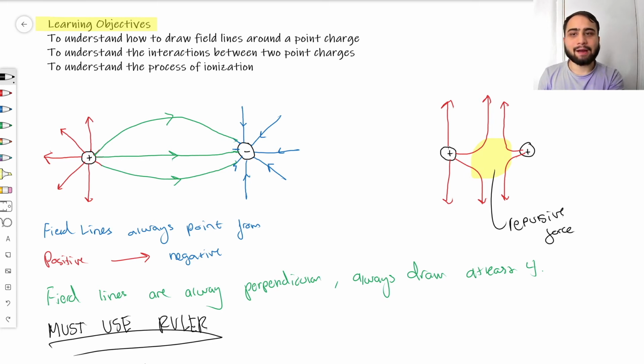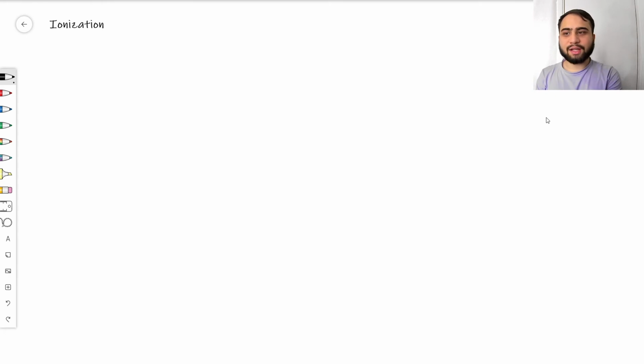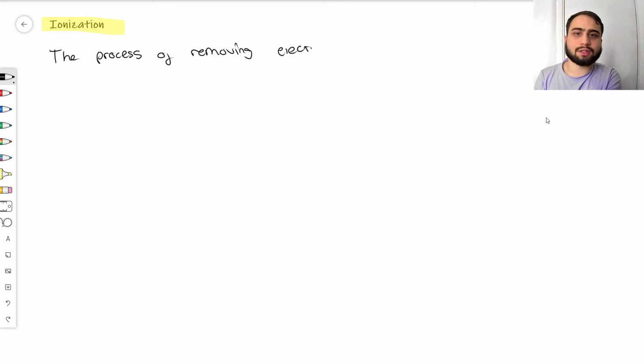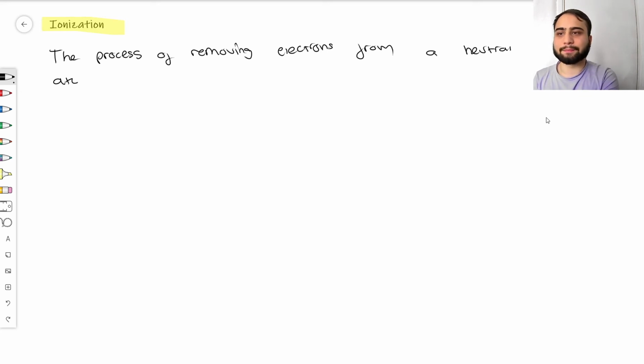Okay, now let's have a look at something called the process of ionization. Okay, so let's define it as always. Ionization is the process of removing electrons from a neutral atom.